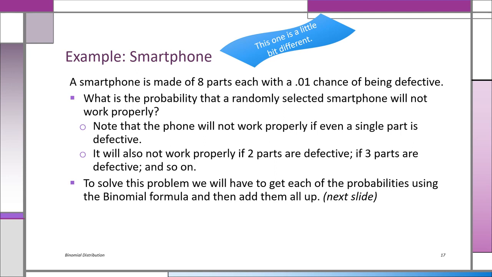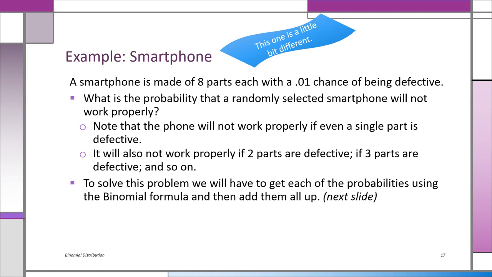All right, here's a problem. This one works a little bit differently. We're still using the binomial, but we have to use it in a little bit of a different manner than before. Suppose we have a smartphone that's produced with 8 critical components, and each one of those 8 parts has a 1% chance of being defective. It sounds pretty good, but we'd still like to know: what's the probability that a randomly selected smartphone will not work properly? If any one of those 8 parts is defective, it won't work properly.